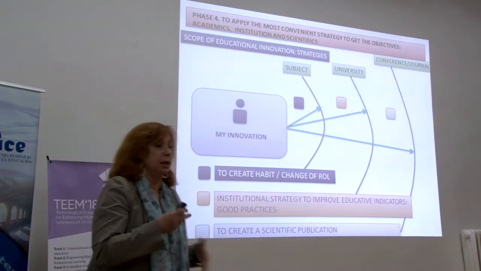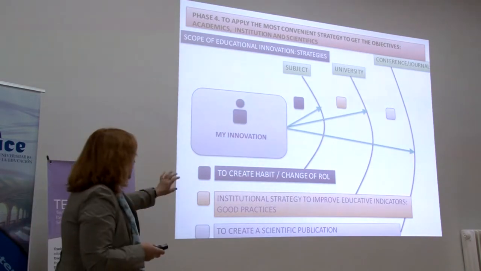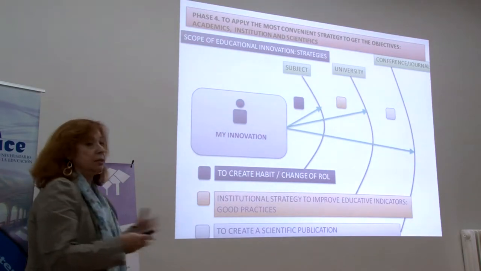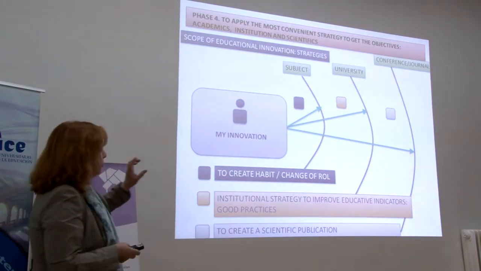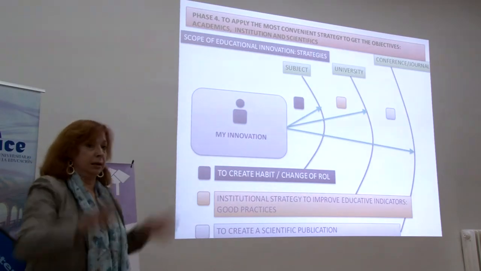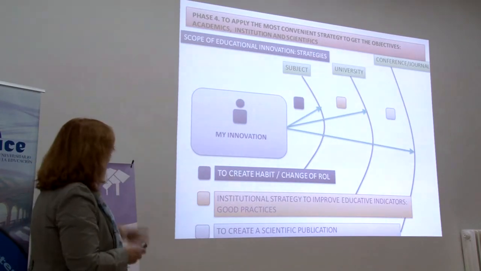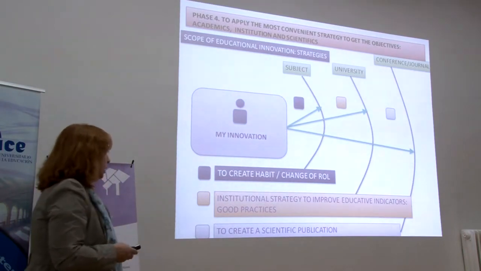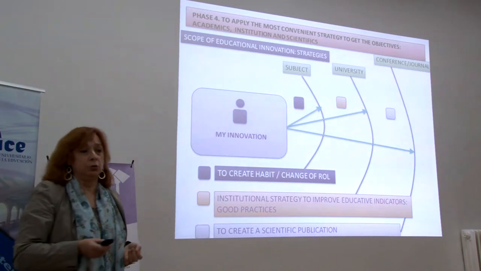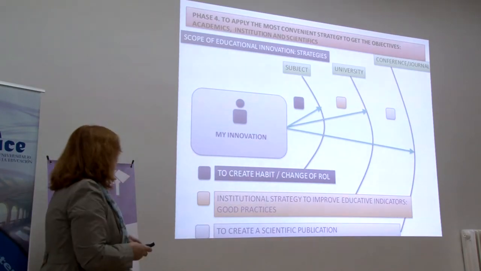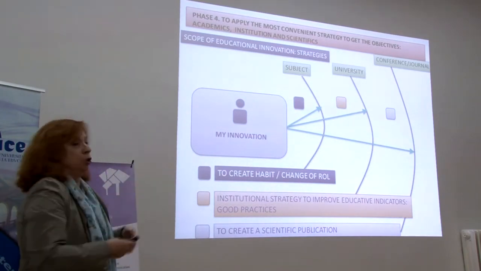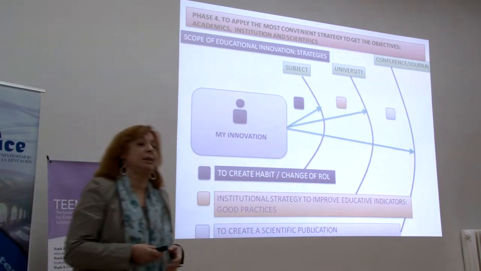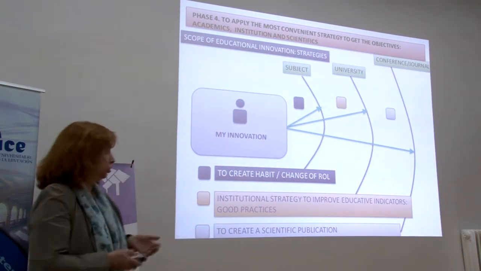If we want to innovate only in our subject, we only need to create new habits in the students, or change the role of the students. If the objective is, in the field of the university, to improve educational indicators, it's needed to do good practices. And if the objective is to publish in a conference or journal, it's necessary to create a scientific publication, not only the innovation.